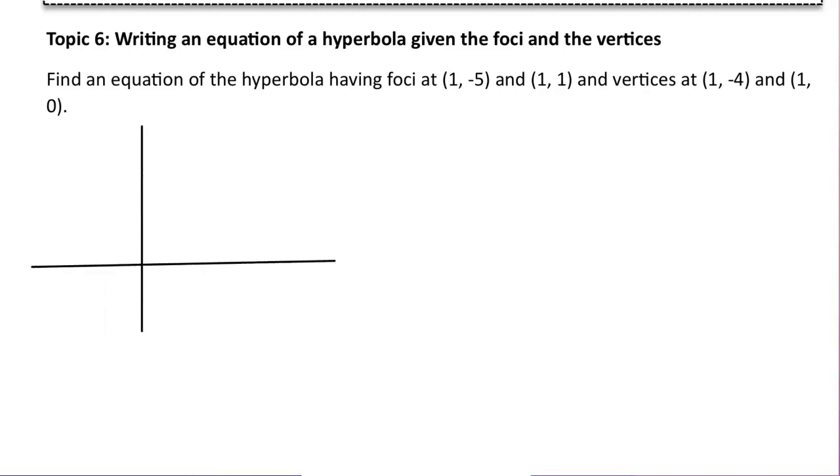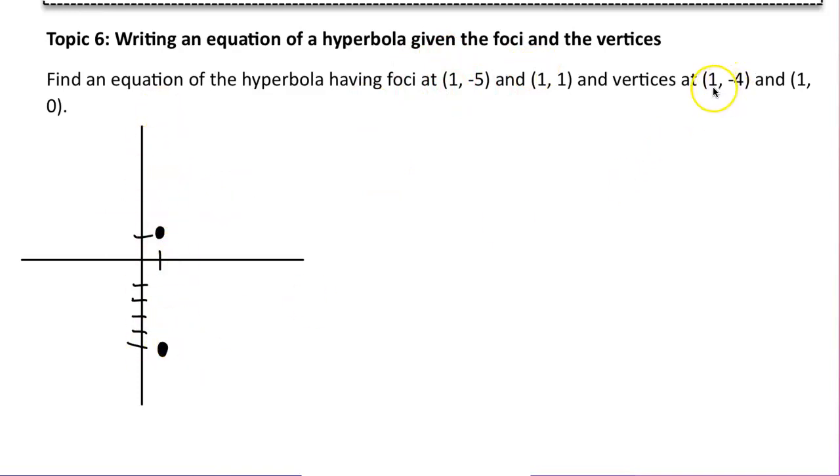The first focus is what? 1, -5. Let me count: 1, 2, 3, 4, 5. The next one is 1, 1. Oh, this is going to be the vertical case where the y fraction is positive. You see how these two dots, when I plotted them, are on the same vertical line, right?